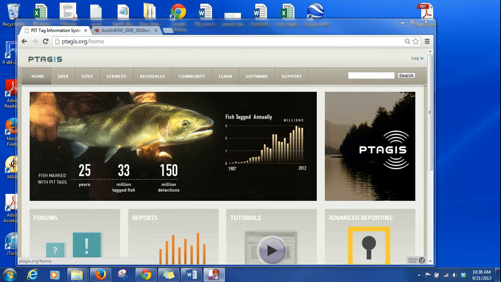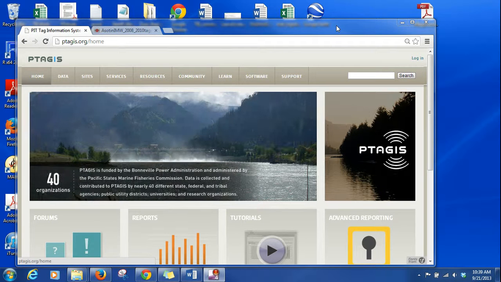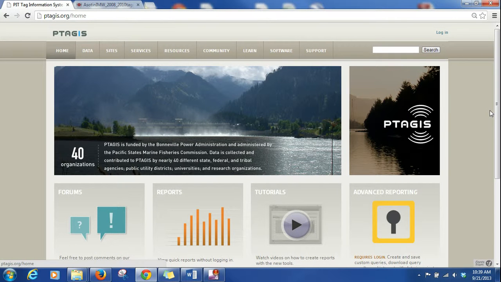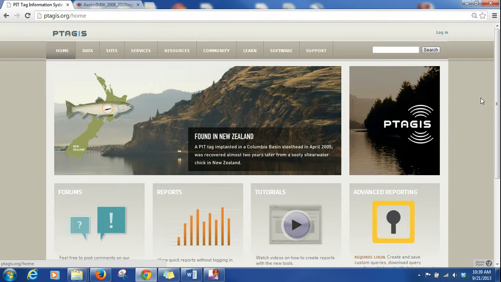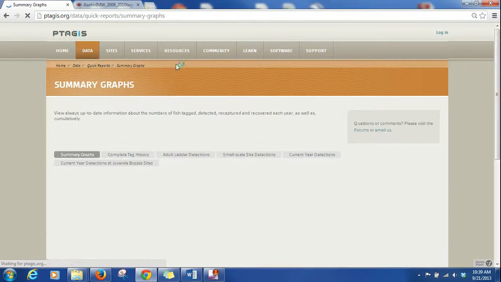This is a tutorial to demonstrate some of the general features and introduction to the PTAGIS website. All fish that are PIT tagged in the Columbia River Basin get entered into this website. And then those PIT tagged fish can be tracked through the Columbia River hydro system via this website. Remember that a PIT tag gives you an individual code for each fish in which a PIT tag is entered. So without even logging into this website, we can look at quite a lot of data.